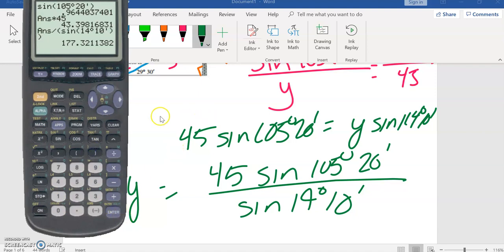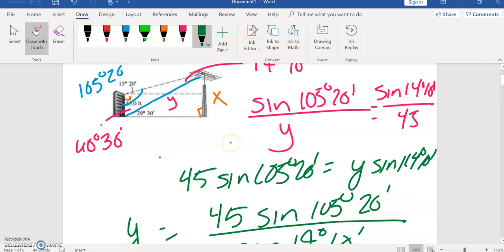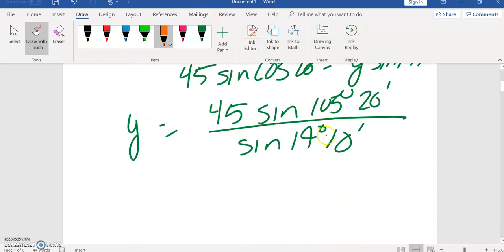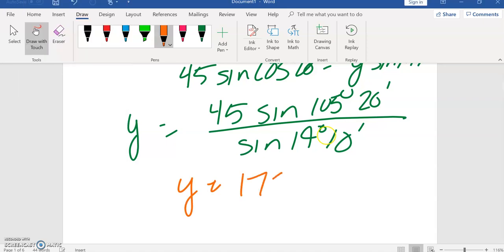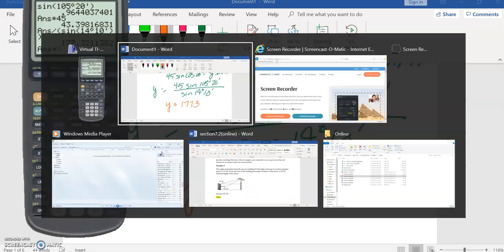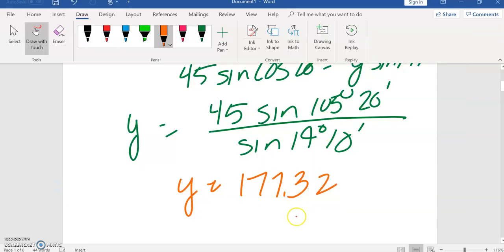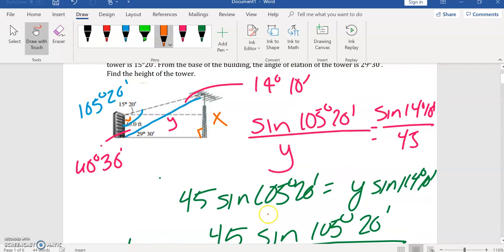So what this has told me is that y, this long blue one, is 177.32. This is never going to leave my calculator here. So I know that this right here is 177.32. This is a right triangle, so I can just use my trig relationship.